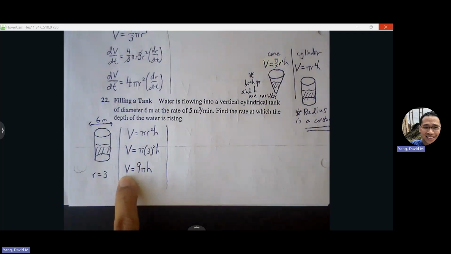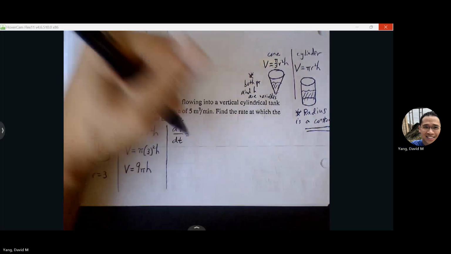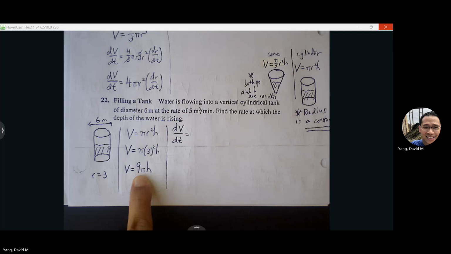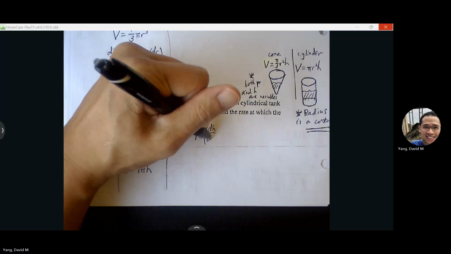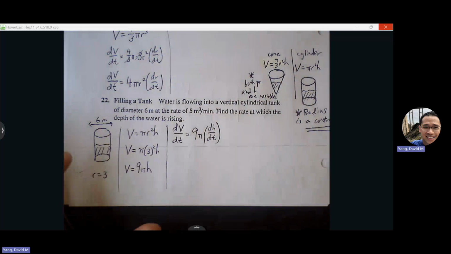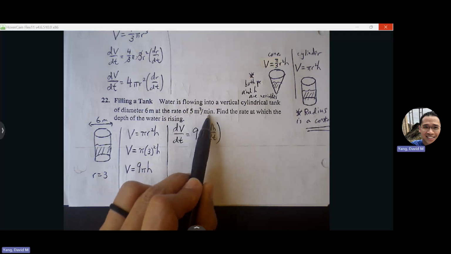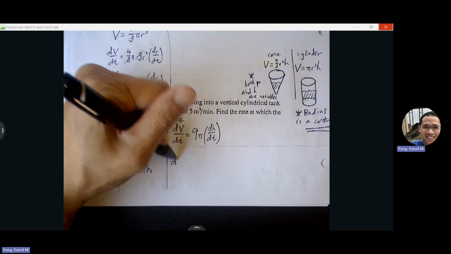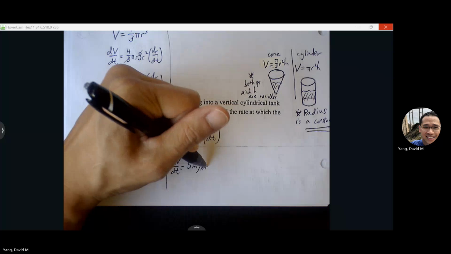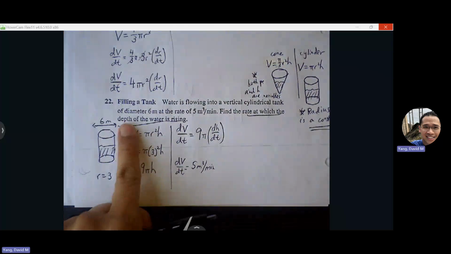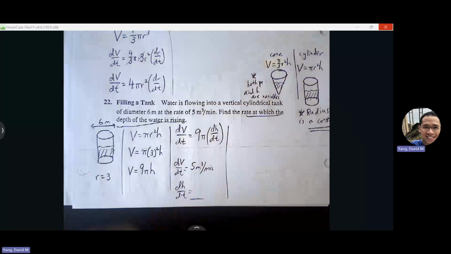Okay, so let's go ahead and do that. V becomes dV/dt. 9 pi stays. h becomes dh/dt. And now we're just ready to do our substitution steps. Water is flowing into the tank at a rate of 5 cubic meters per minute. What's that? dV/dt, right? Cubic meters, that's a volume related value. Find the rate at which the depth of the water is rising. Yes. Now we can plug in.